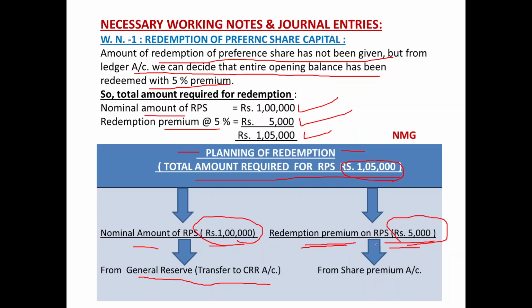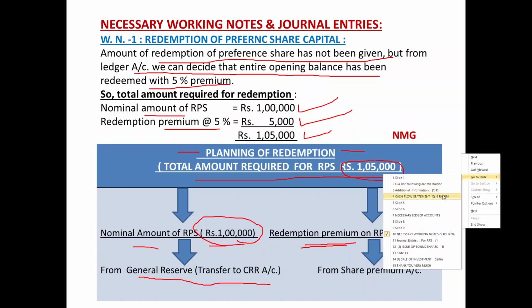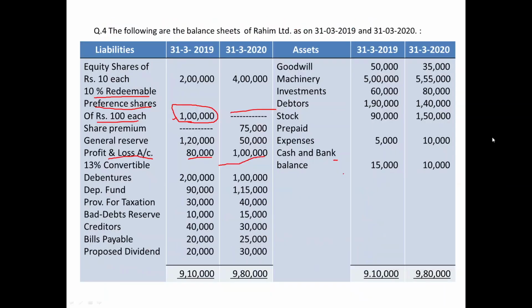And if share premium is not available, then there is no option but to write it off to the profit and loss account. Let us verify the balance sheet. Do we have any share premium balance available in the balance sheet? Have a look on the liability side. Third item, share premium. Opening balance nil, but closing balance 75,000.